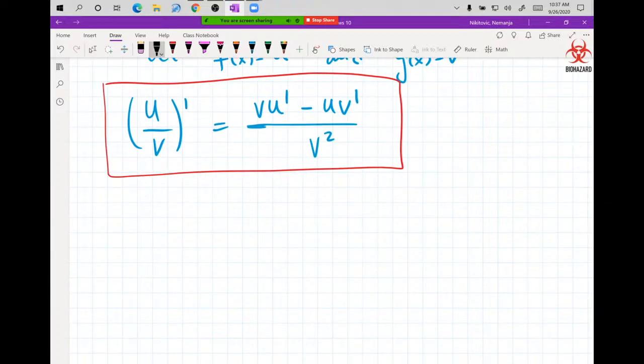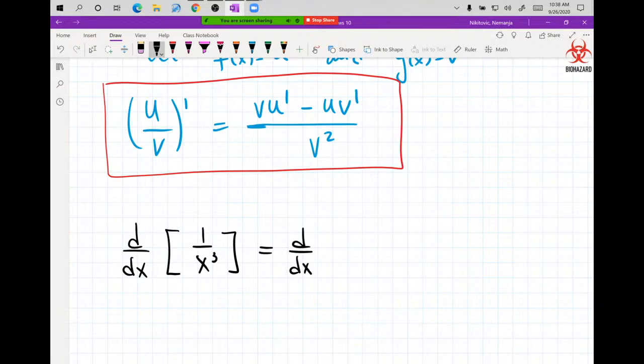So this rule now, we can use it to show the good old basic derivative. Remember when we said what is the derivative of 1 over x cubed? And we said, well, just use the basic power rule, where this is going to be x to the minus 3. You drop minus 3 down, and then x to the minus 4. You get negative 3 over x to the 4.